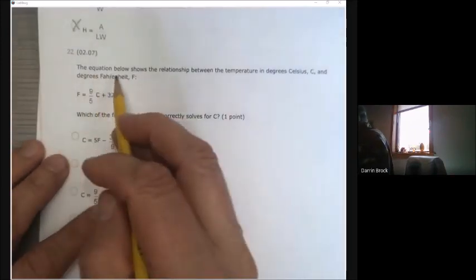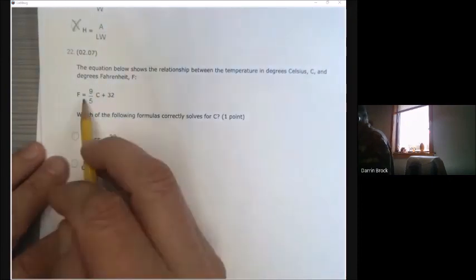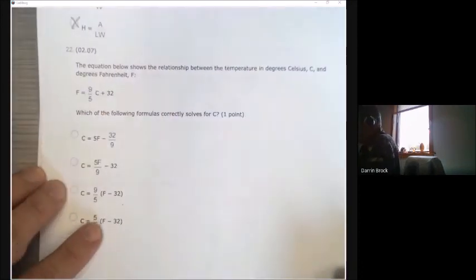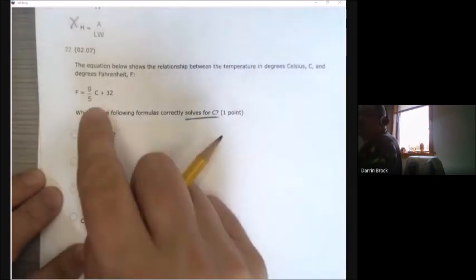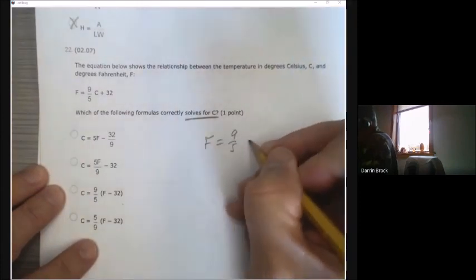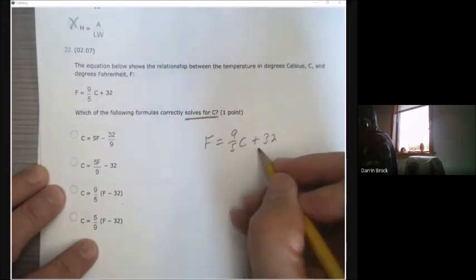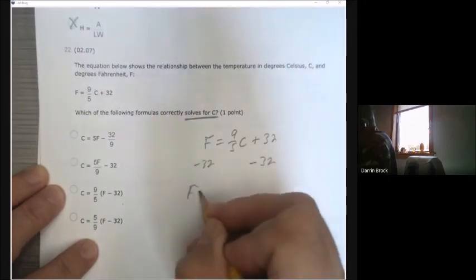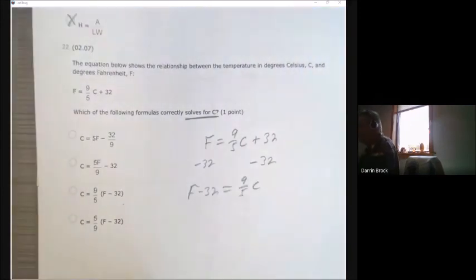The equation shows the relationship between the temperature in degrees Celsius and degrees Fahrenheit. So Fahrenheit is 9/5 times the Celsius temperature plus 32. So if we want to solve this for C, we've got to move everything away so that C is by itself. So F equals 9/5 C plus 32. First thing, to get C by itself, let's get rid of the 32. So now you've got F minus 32 equals 9/5 C, because those canceled out.